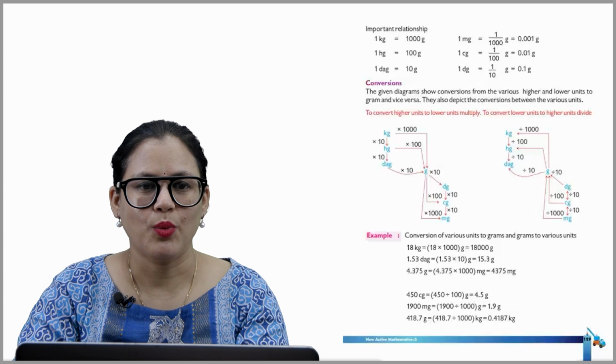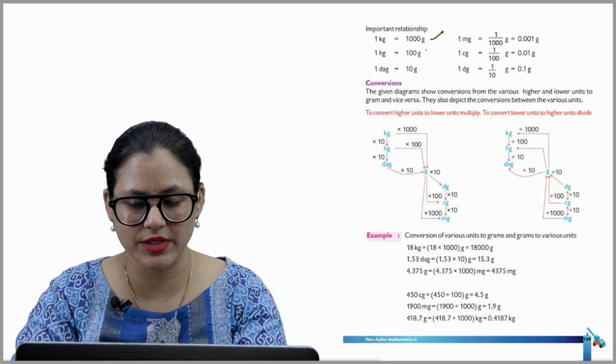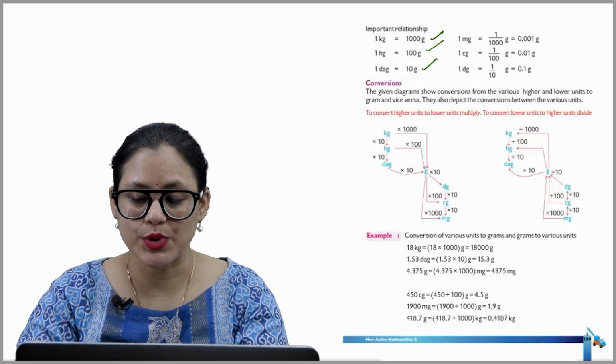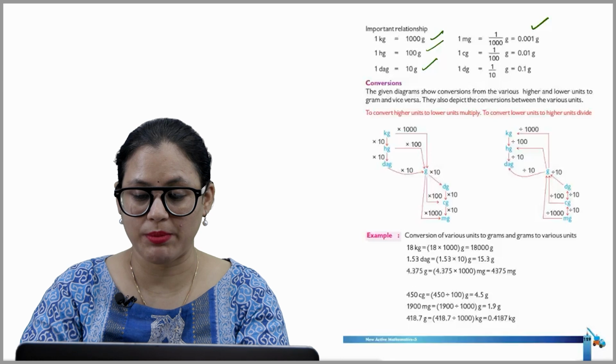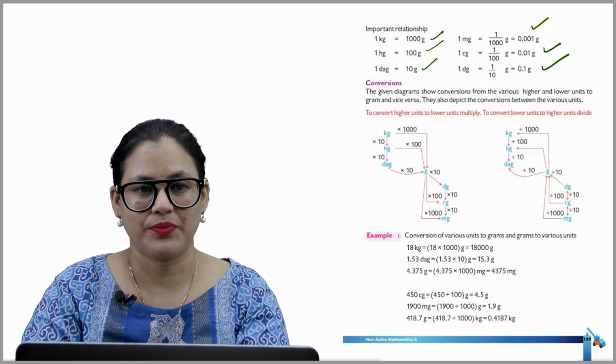Important relationships: 1 kilogram is equal to 1000 gram, 1 hectogram is equal to 100 gram, 1 decagram is equal to 10 gram. 1 milligram is equal to 1 by 1000 gram, 1 centigram is equal to 1 by 100 gram, and 1 decigram is equal to 1 by 10 gram.